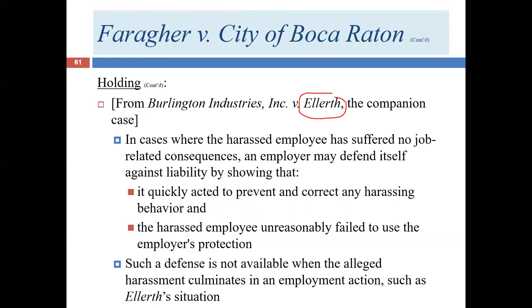So what the Ellerth decision did, which of course is consistent with the Farragher decision, it said that because the harassed employee has not suffered any job-related consequences, so there's no quid pro quo, the employer can defend itself by showing it quickly acted to prevent and correct any harassing behavior, and the harassed employee unreasonably failed to use that mechanism. So here are two steps that we were looking at earlier. And again, we don't have this affirmative defense when it results in an actual tangible job action, when there is a quid pro quo.